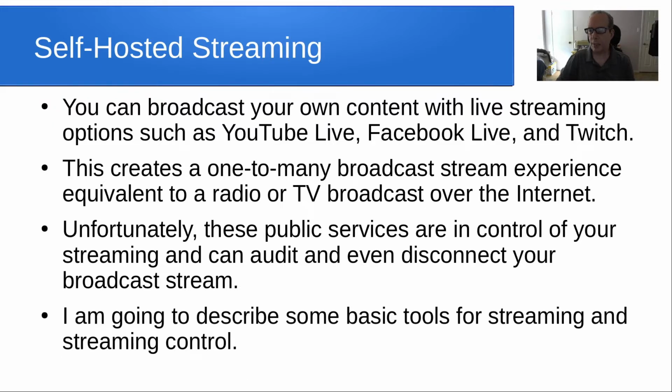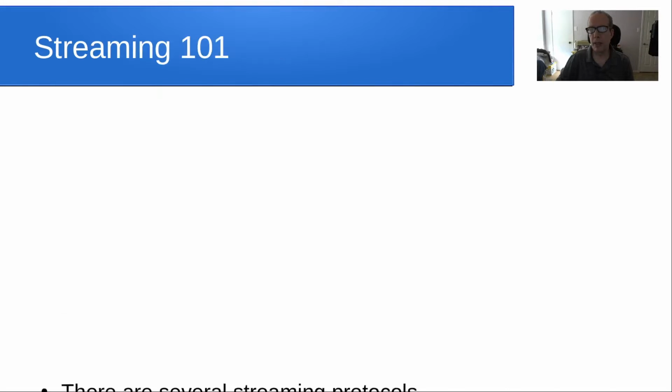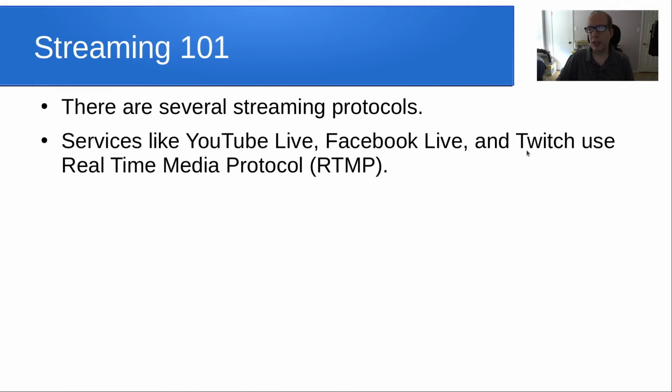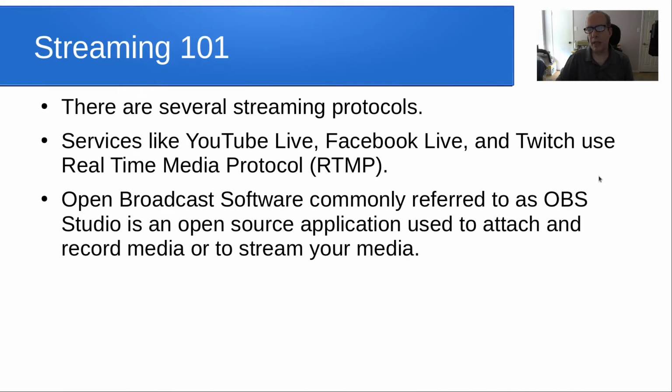I am going to describe some basic tools for streaming and streaming control. So, there are several streaming protocols. Services like YouTube Live, Facebook Live, and Twitch use something called Real-Time Messaging Protocol, or RTMP for short. Open Broadcaster Software, commonly referred to as OBS Studio, is an open source application used to capture and record media or to stream your media live. In fact, right now, I'm recording this on OBS Studio.